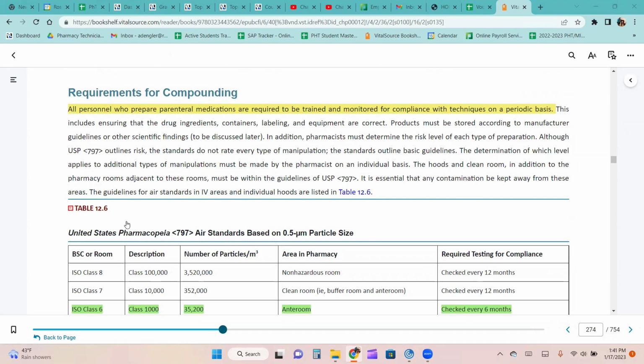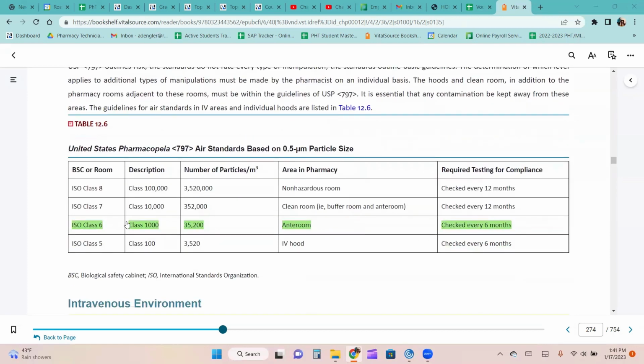All personnel who prepare parenteral medications are required to be trained and monitored for compliance with techniques on a periodic basis. This includes ensuring that the drug ingredients, containers, labeling, and equipment are correct. Table 12.6 shows the United States Pharmacopeia 797 air standards based on 0.5 micrometer particle size.